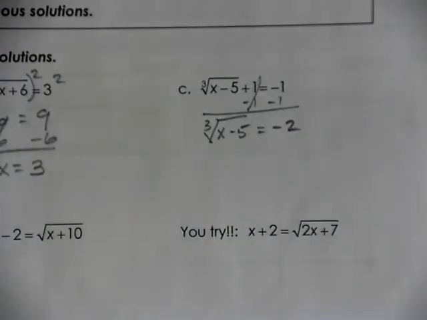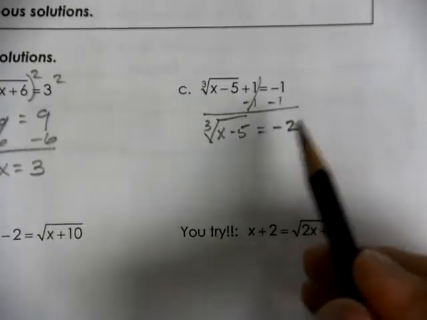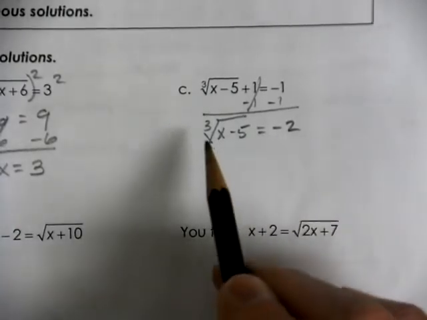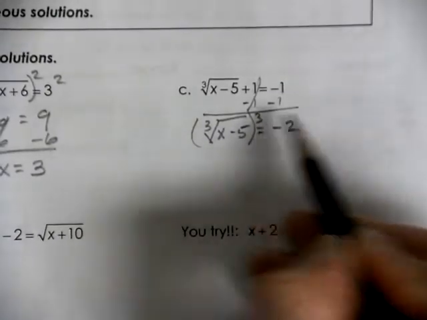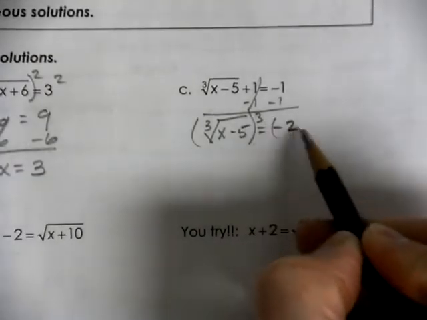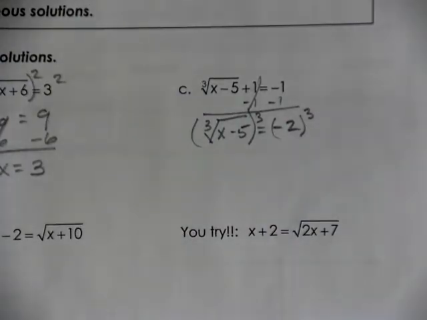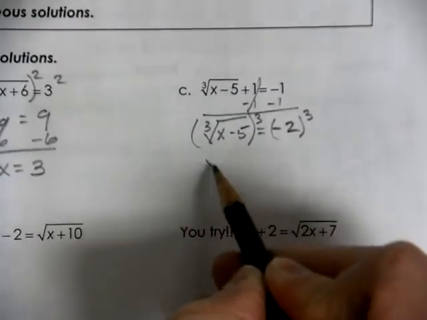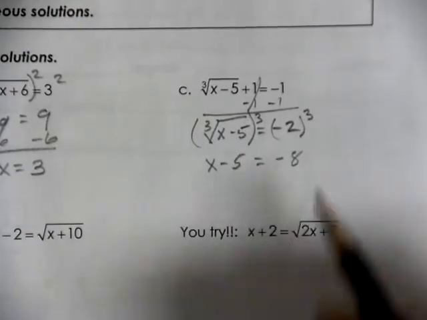Remember, a cubed root can equal a negative number. That's okay. A square root is not allowed to equal a negative. That would be no solution. But a cubed root can. So we're going to cube the cubed root. We've got to use parentheses to cube a -2. When you cube a cube root, you get the value that's inside. Cube -2, you get -8.